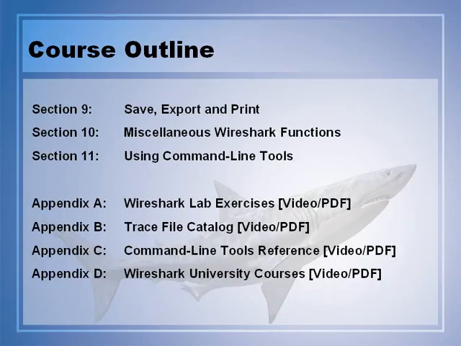There are 4 appendices that come with this course. Each one of these has a short video introduction, but they also have a PDF file that you can print out. The first one is Appendix A, which is the Wireshark Lab Exercises Appendix. In there, you'll probably want to print out that PDF file, so when you follow along with the lab exercises, you can read along on a piece of paper instead of trying to toggle back and forth between the screen or go forwards and backwards in the video.